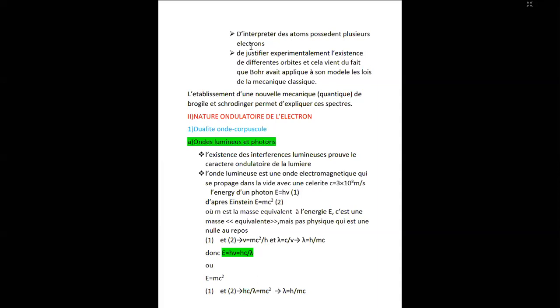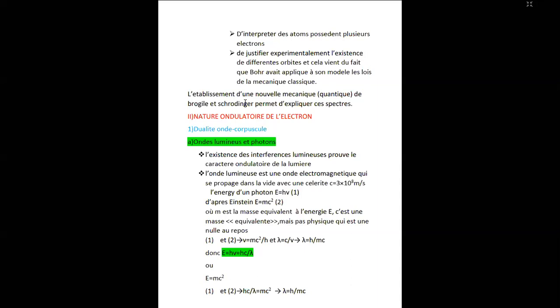And we see that these two things which Bohr failed to do will be done by de Broglie and Schrödinger. So Schrödinger and de Broglie will be able to tell us that the atom possesses electrons, and they will be able to tell us experimentally about the shells, whether there are shells or no shells. We are going to see that when you start this chapter.